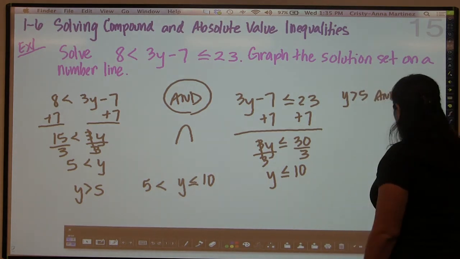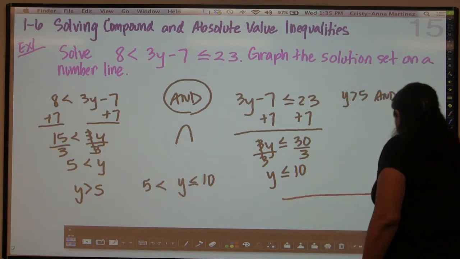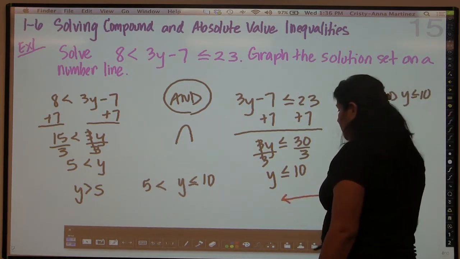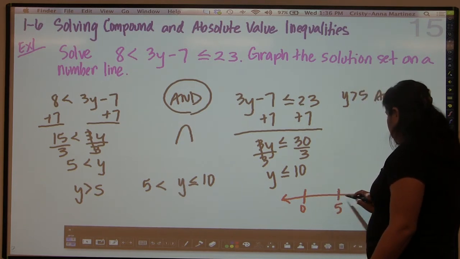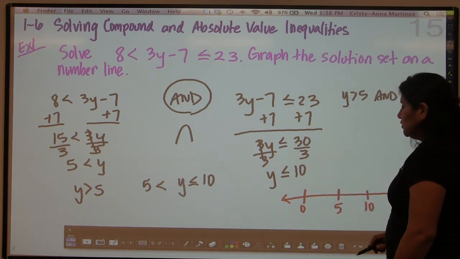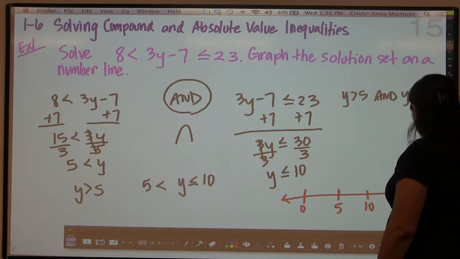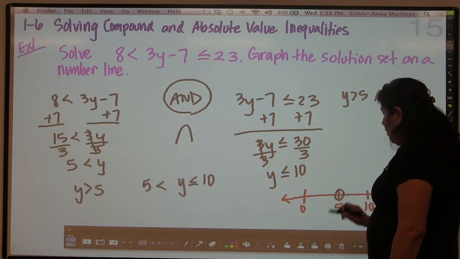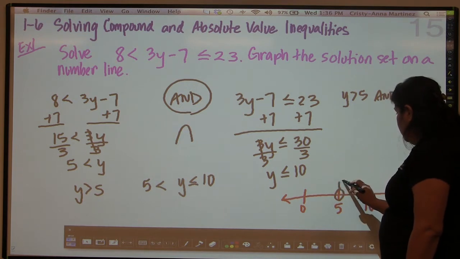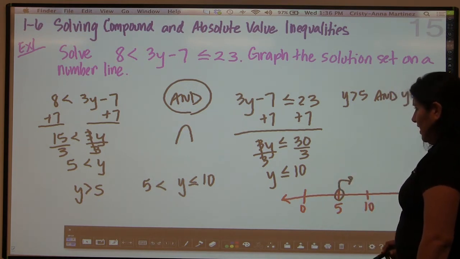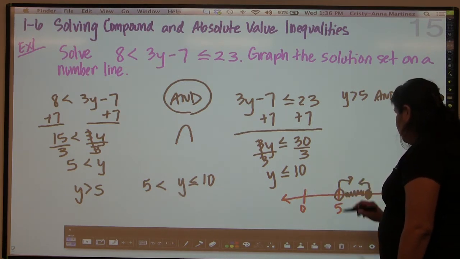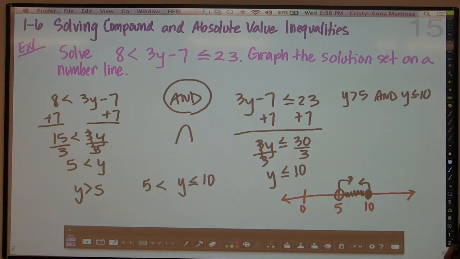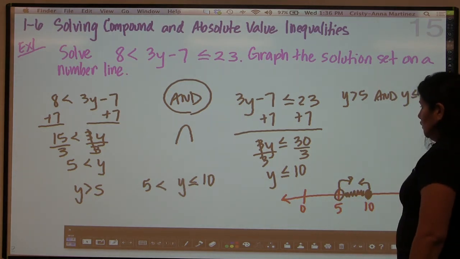And so we can write this on a number line or graph our solution. Remember what I said before, you always want to have 0 somewhere. Here's 5, and right about there would be 10. So what we're saying is that we want values that are open, so we want it to be greater than 5, but also less than or equal to 10, so we can close this guy that direction, and it's everything in between.